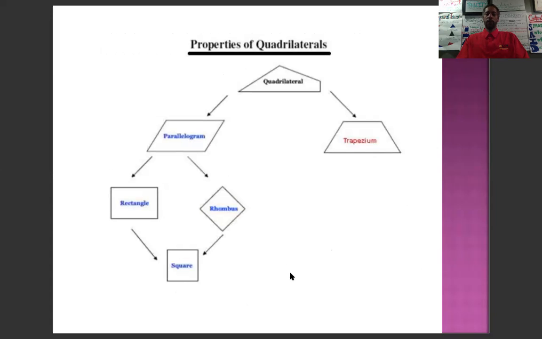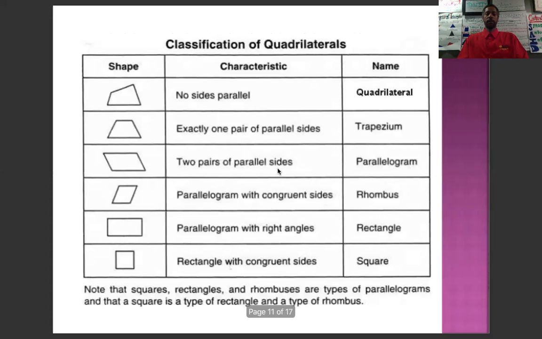Some properties of quadrilaterals. Here are some examples again. These are our parallelograms. A quadrilateral can have no parallel sides. As long as it has 4 sides, it is classified as a quadrilateral. A trapezium has exactly 1 pair of parallel sides. Parallel sides are sides that will not intersect. Lines that do intersect are called perpendicular.